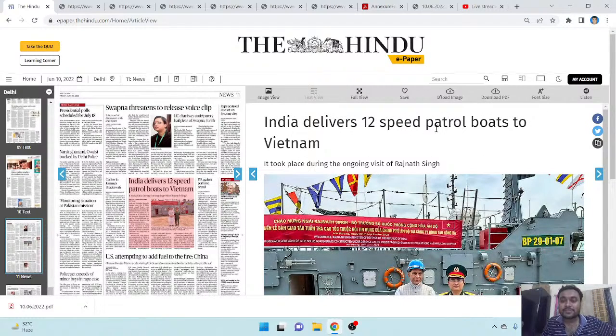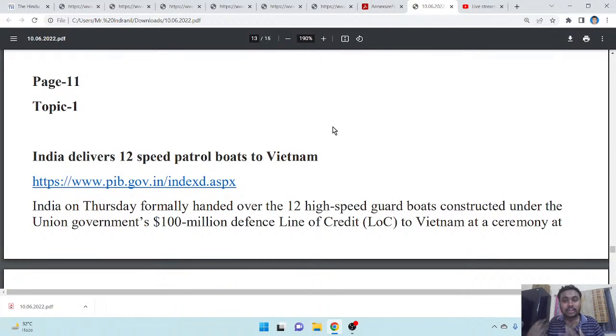India delivers 12 high-speed patrol boats to Vietnam. We all know that India is trying to extend its trade in the Southeast Asian nations. Southeast Asian nations means Vietnam, Laos, Cambodia, Malaysia, Indonesia, the Philippines, Brunei, and even Myanmar. So these are the nations. In this large area, India wants to extend its trade. So India delivers 12 high-speed patrol boats to Vietnam.